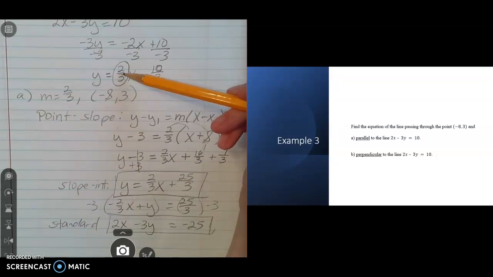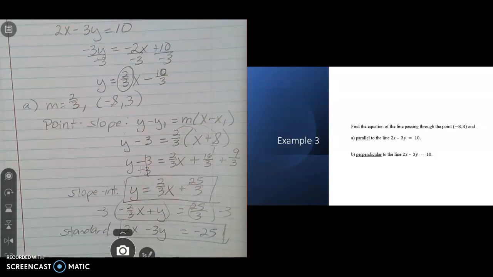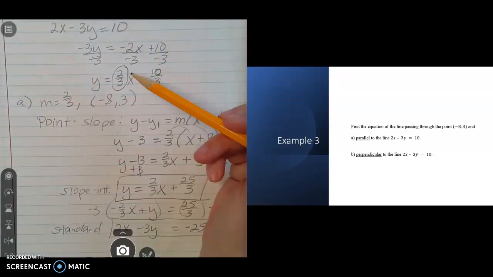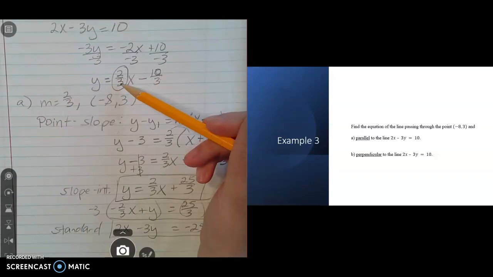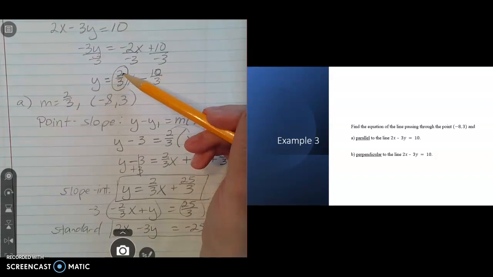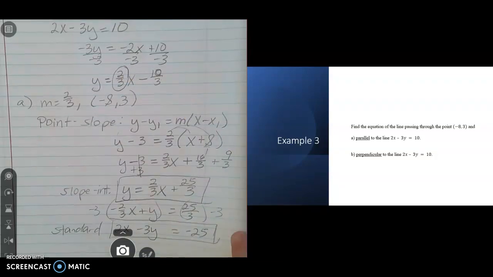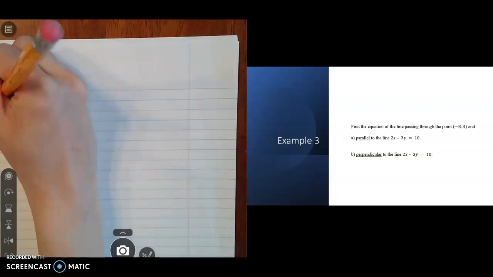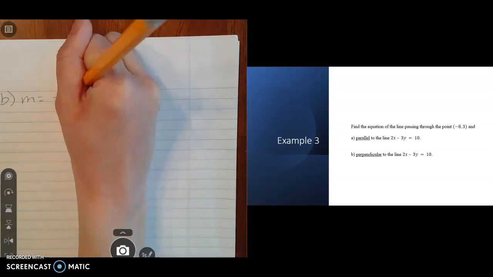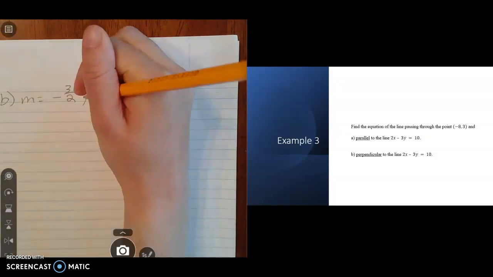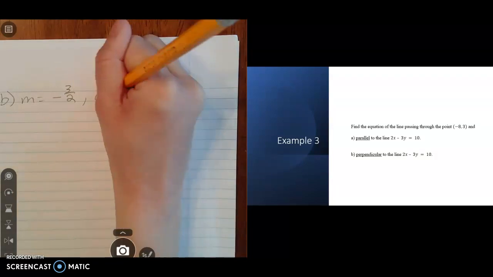And so for my perpendicular line, my slope would be an opposite reciprocal slope. So the opposite of a positive would be a negative. And then the reciprocal, it looks like we're just switching the numerator and denominator. So the reciprocal of 2/3 would be 3/2. So for my perpendicular line, my slope is going to be -3/2. We're still going through the point -8,3.